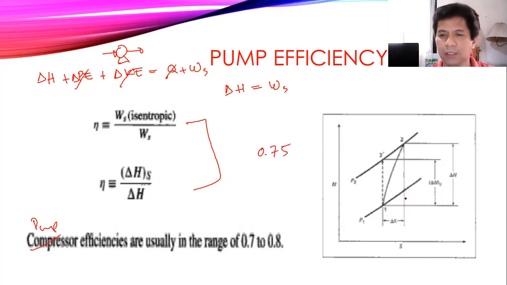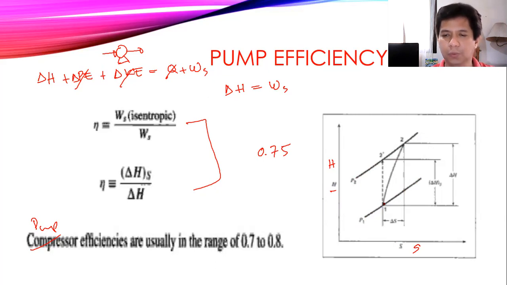So let's take a look at this graphical representation of the pump, no? So on the y-axis we have the enthalpy H. Then on the x-axis we have the entropy S. So this is the initial pressure, pressure 1. This is the isobaric curve, isobaric line, no? Tapos P2 is the final pressure.